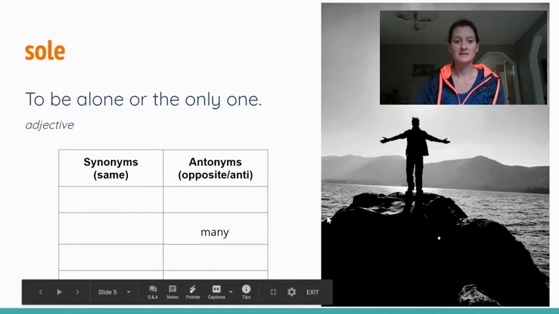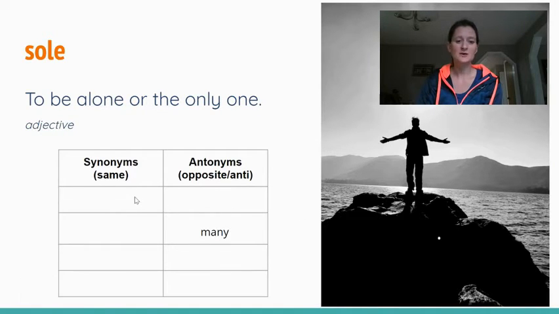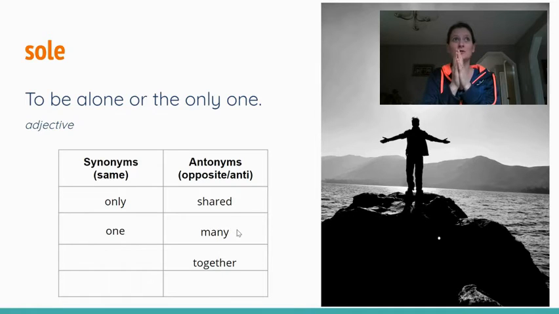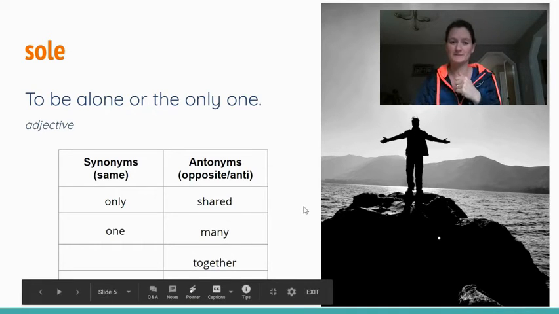Okay, so here are some synonyms and antonyms for sole. So a synonym for sole would be only, so the only one, or one. And some antonyms would be shared, like there was kind of a group, or many, and together. So rather than being a sole person or a sole group or a sole entity, it would be shared, there would be many, there would be together, there would be a group. That would be the opposite.